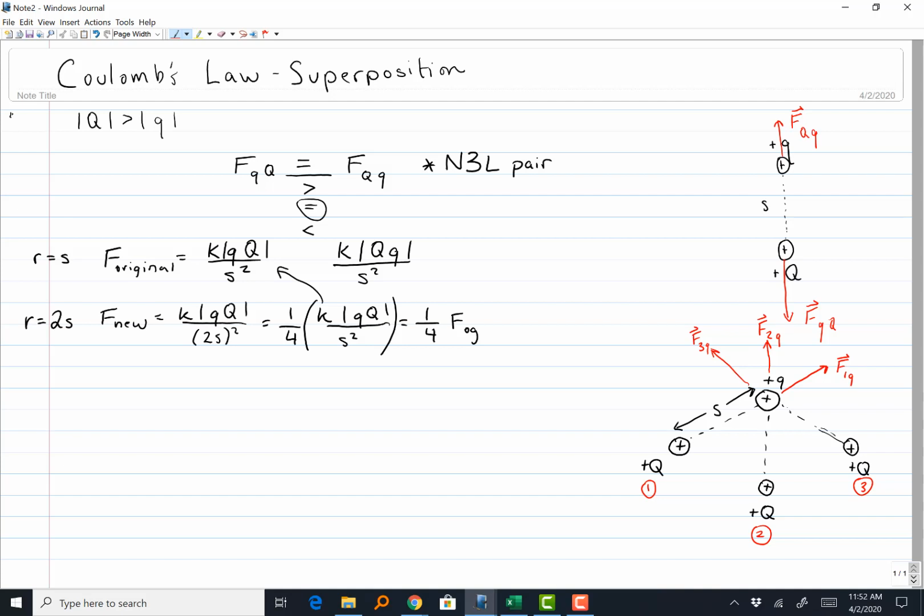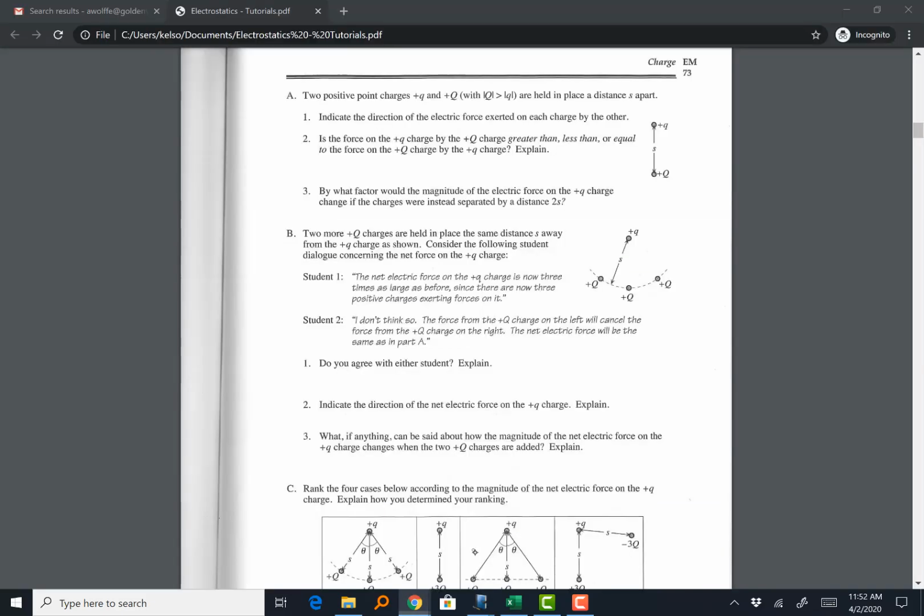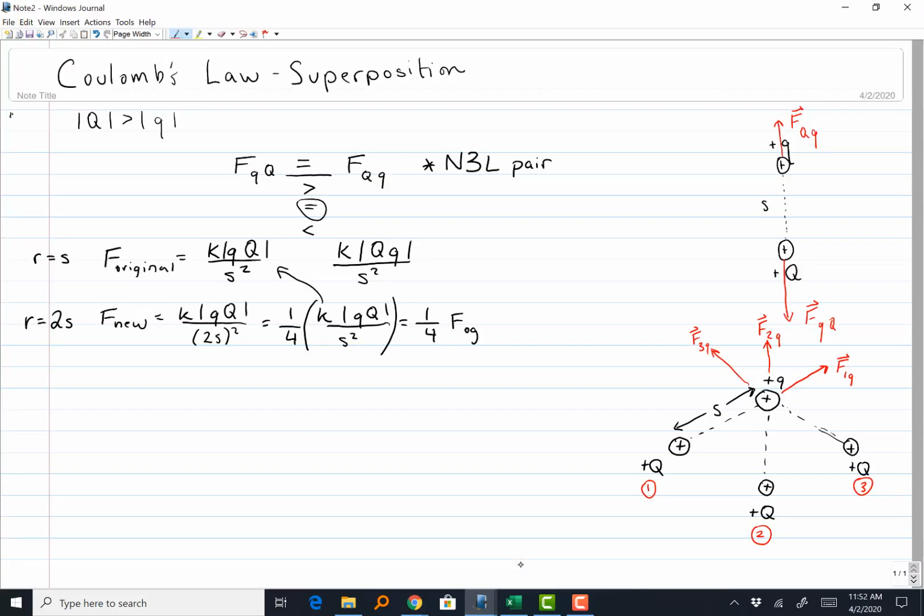The mistake that first student is making is treating the force like a scalar quantity, where we could just add the 3 forces up without having to think about their direction, rather than a vector quantity where we do in fact have to think about the direction. Then looking at the second student's answer, he's saying the force from the charge on the left will cancel with the force from the charge on the right. So again, this is true and not true at the same time. There is a part of the force that's going to cancel out.